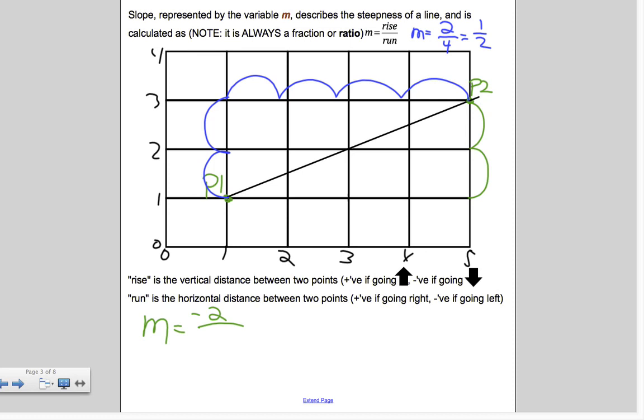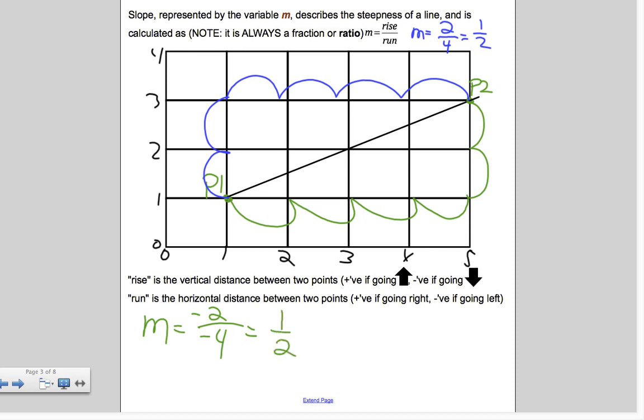And now, my run: do I have to go left or right to get to P1? Left. How many units? 4. 1, 2, 3, 4. So we get -4, right? So negative divided by negative gives us a positive. We reduce our fraction, we get the same answer.